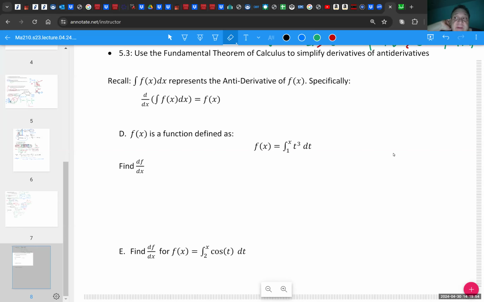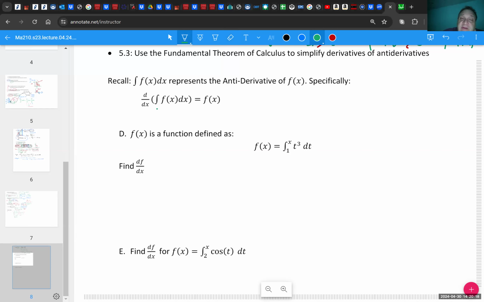Hello there. This is our second video on section 5.3, which the math people will say is using the fundamental theorem of calculus to simplify derivatives of antiderivatives. Personally, I think this is just more the definition of integral notation. We have defined this integral notation without the x numbers on the top and the bottom.